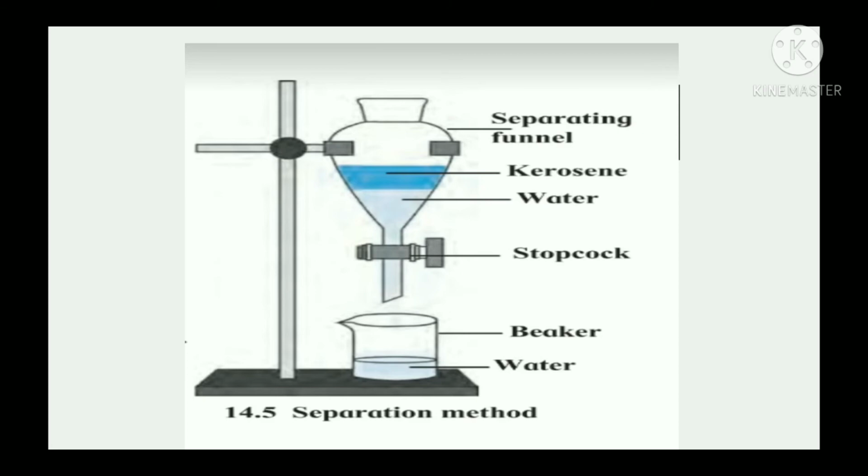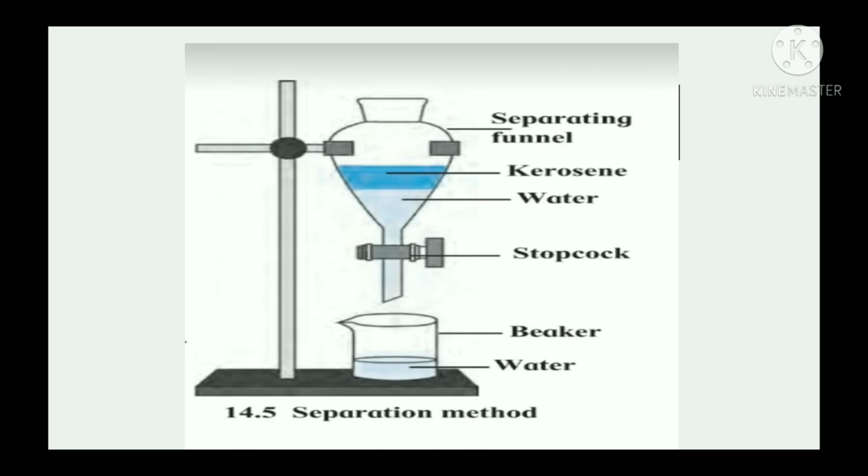Kerosene, blue color kerosene. Two liquids in a mixture can be separated by making use of this property. So what we will do here, pour a mixture of kerosene and water into a separating funnel with its stopcock closed. Close the stopper. Fix the separating funnel firmly on a stand. Leave the mixture in the funnel undisturbed.